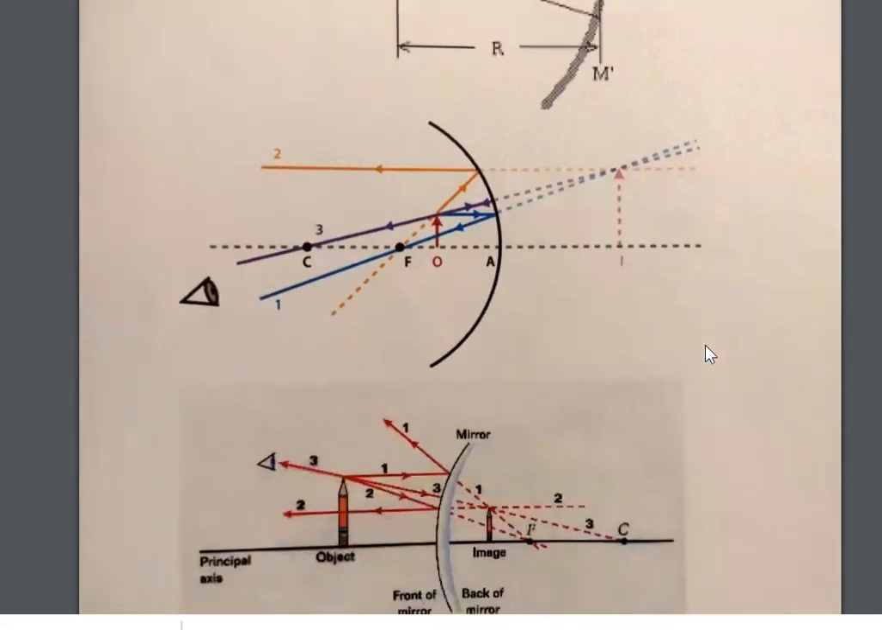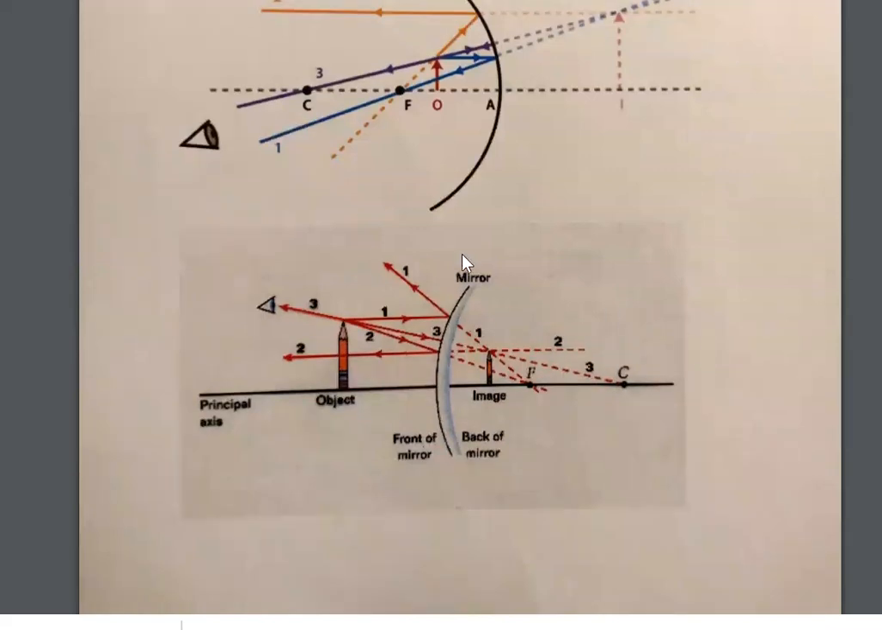Okay, so one more case, convex mirror. A convex mirror bends the other way. So this is the front, this is the back, here's our optical axis. So we draw all the same rays that we did before. One of them is parallel to our optical axis here and gets reflected to go through the focal point.